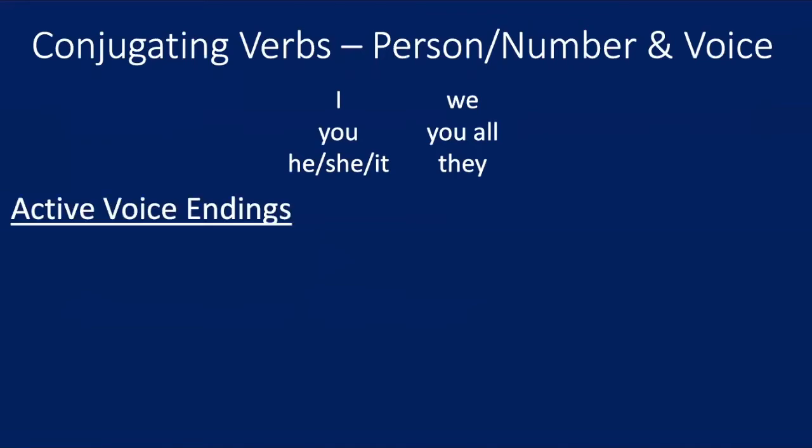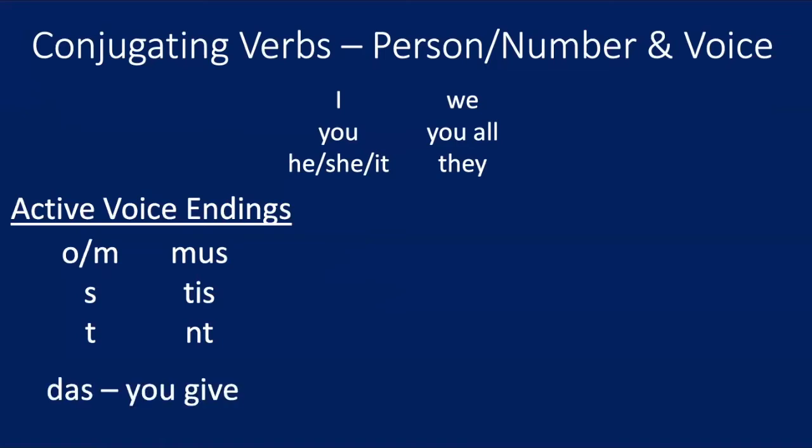So for the active voice, if the subject is I, the ending on the verb is going to either be an O or an M. If the subject is you, the verb will end in an S. If the subject is he, she, or it, the verb will end in a T. If the subject is we, the verb will end in MUS. If the subject is you all, it will end in TIS. And if the subject is they, the verb will end in NT. So let's see a quick example of that. I have the verb to give down here. So we have das is you give. So it ends in an S. So we know that our subject is you give.